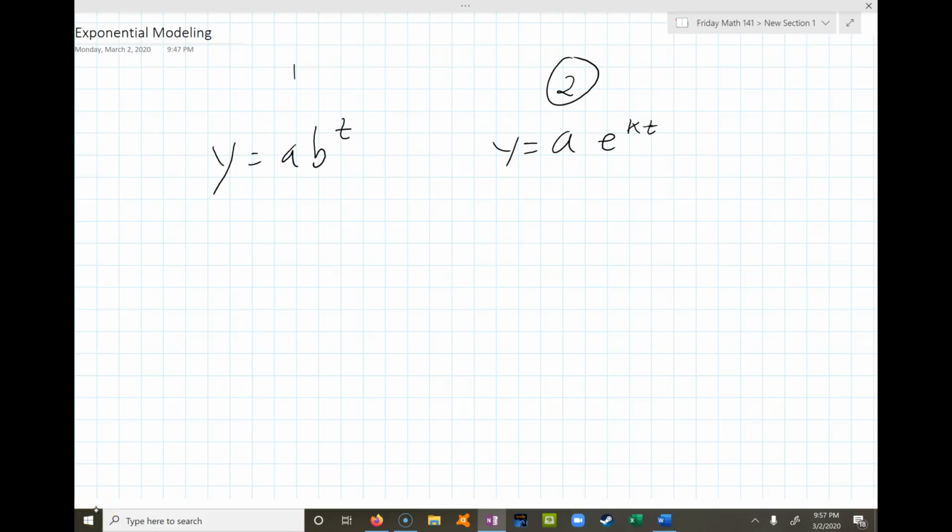In this video I'm going to teach you the basics of exponential modeling. There are basically two equations that you can use for exponential modeling, two basic forms of exponential equation. The second one is exponential growth based e, and the first one is exponential growth in any other base. In both these equations, a is the initial value.